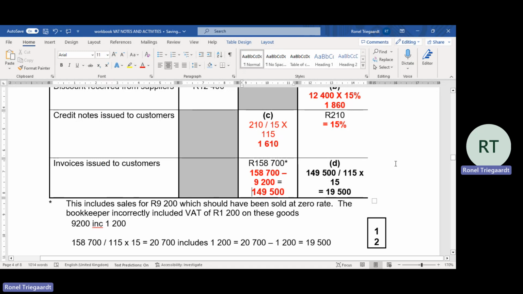Okay. Then for this, 149,500 includes the VAT. They want to know what the VAT is.